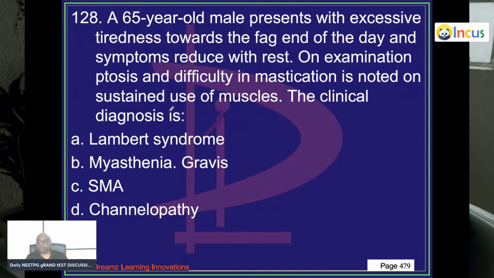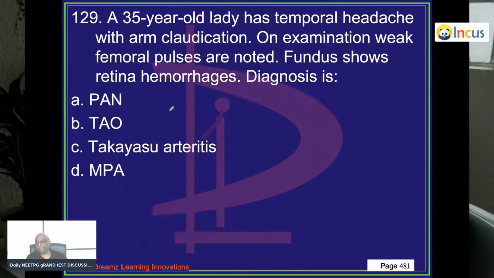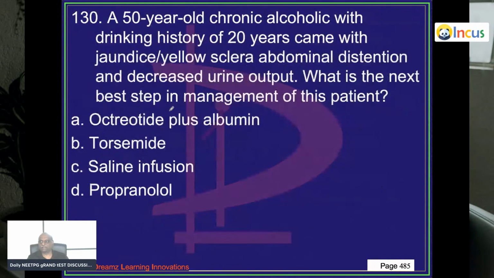65-year-old male with excessive tiredness, ptosis, difficulty in mastication, end of the day. Who is the famous actor? Big Boss. 35-year-old, temporal headache, arm claudication, femoral pulse is weak, Takayasu, pulseless disease.